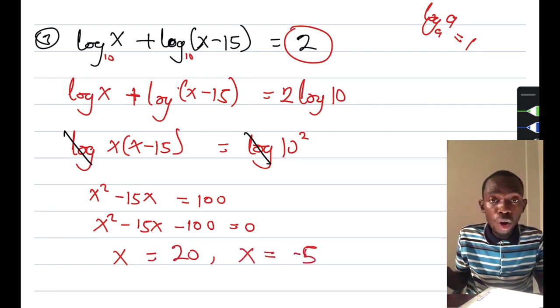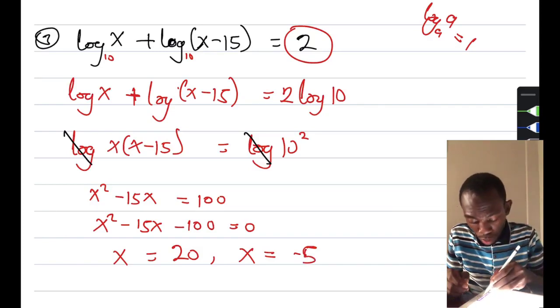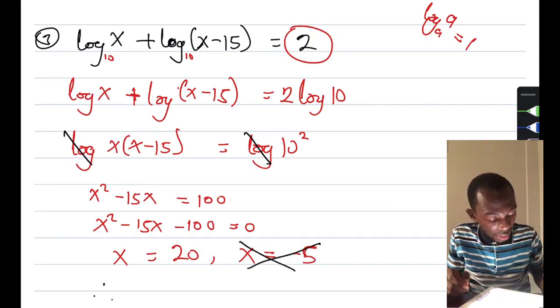Now, the log of a negative value does not exist, so we cannot accept this answer. Therefore, our final answer is x equals 20.